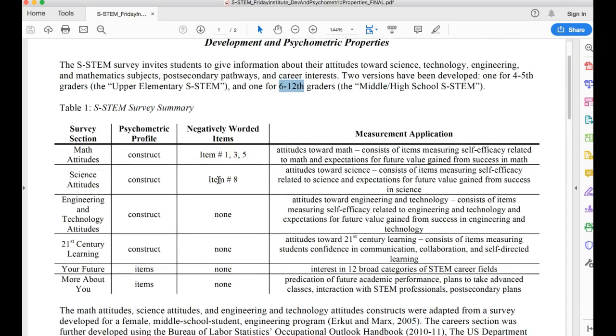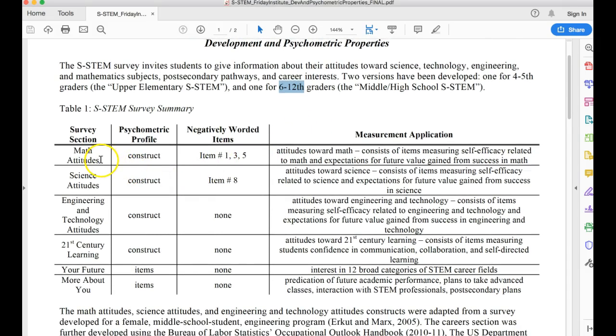So I wanted to just explain to you that there are questions that I call chunks of questions. So there are certain questions of math attitudes, science, they put engineering and technology together, and 21st century learning, which is essentially teamwork and working well with others.